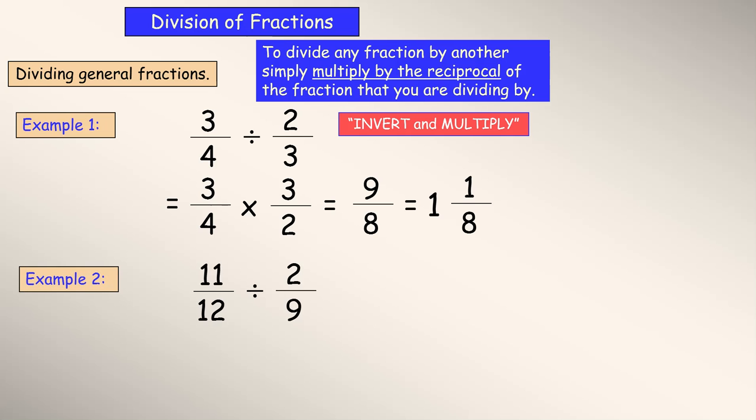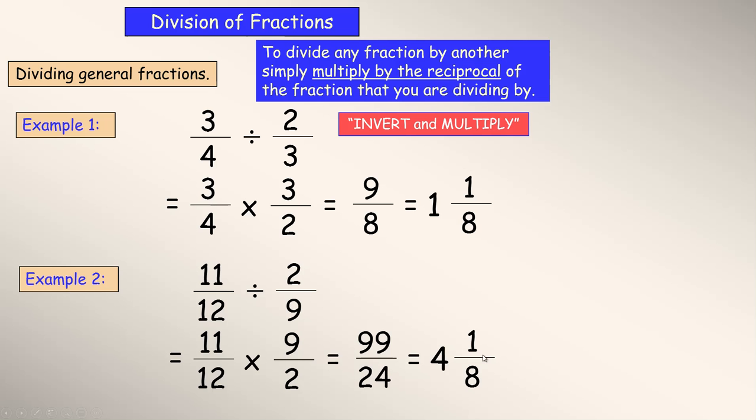Let's try another example. So it's 11 over 12 divided by 2 over 9. We keep the 11 over 12, anything on the left we keep exactly the same, and we invert or flip the 2 over 9. So it becomes 11 over 12, stays the same, times 9 over 2. So I've got 11 times 9 is 99, divided by 2 times 12, which is 24. Can I simplify that? Yes. How many times does 24 go into 99? 4, remainder 1, so it'll be 4 and 1/8.